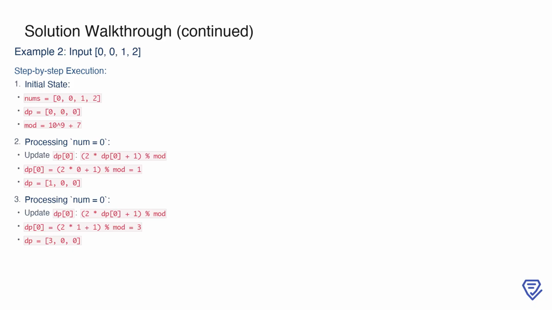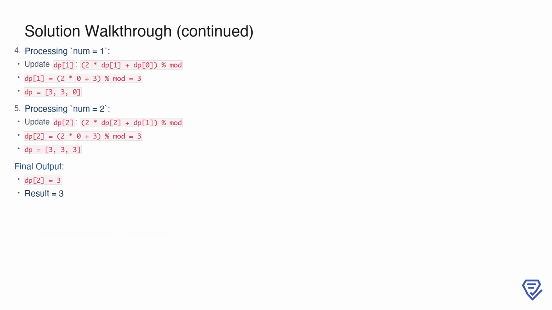When we encounter another 0, we update dp[0] again using the same formula. This time, substituting dp[0] as 1, the result is 3. Thus, dp is updated to [3, 0, 0]. Next, we process the number 1. Using the formula 2 * dp[1] + dp[0] % mod and substituting dp[1] as 0 and dp[0] as 3, the result is 3. This updates dp[1] to 3, making dp equal to [3, 3, 0].